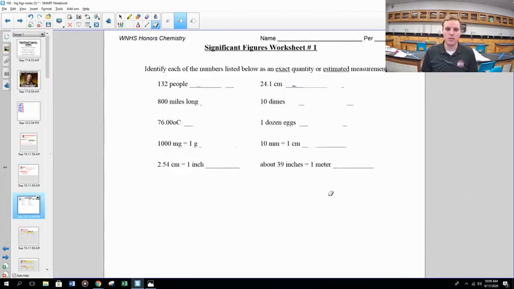Okay, so you can take a moment on this worksheet right here, this first section. Just go ahead and write the word either exact or estimated, referring to these 5 different values that were given here. Okay, so hit pause right now. Go ahead and try those.